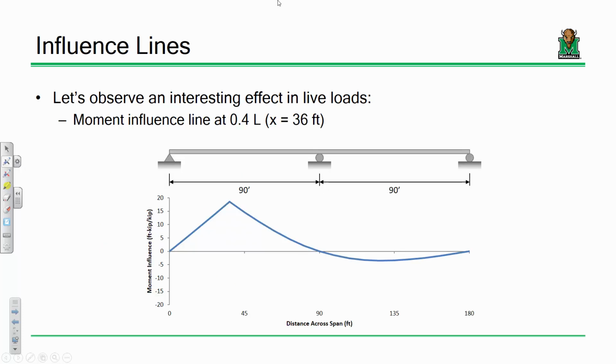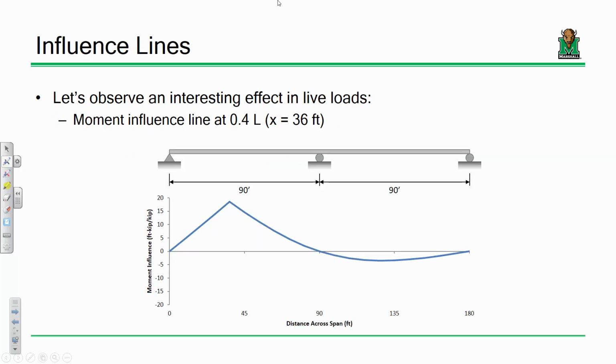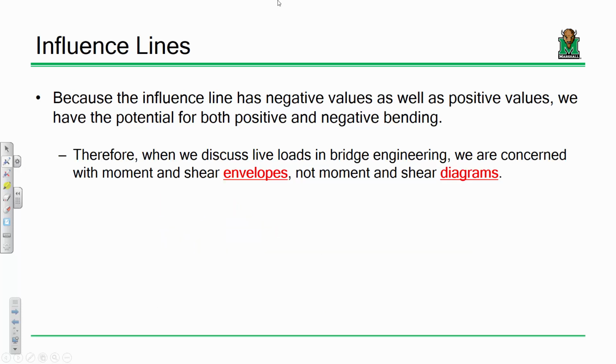Now I want to take a look at this influence line right here. This is the influence line at 36 feet, or 0.4 span length, so 0.4 L. Everybody okay with this pattern? All right. Because the influence line has negative values as well as positive values, we have a negative ordinate over here and a positive ordinate over there. Because of that, we have potential for positive and negative bending at any particular point. This is something you've got to get used to.